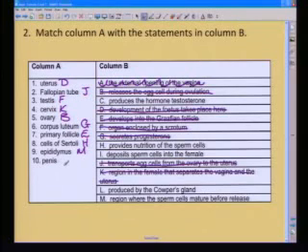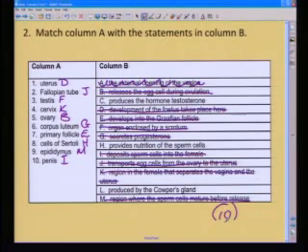All right. And then the last one, the penis. What is the penis's job? People, right here: deposits sperm into the female. So that would be I. All right, so there you go. Quick 10 marks.